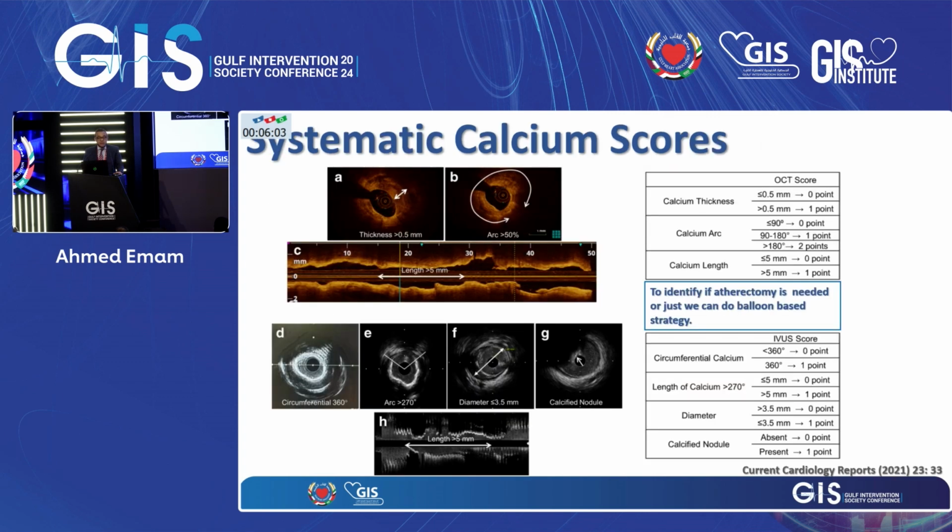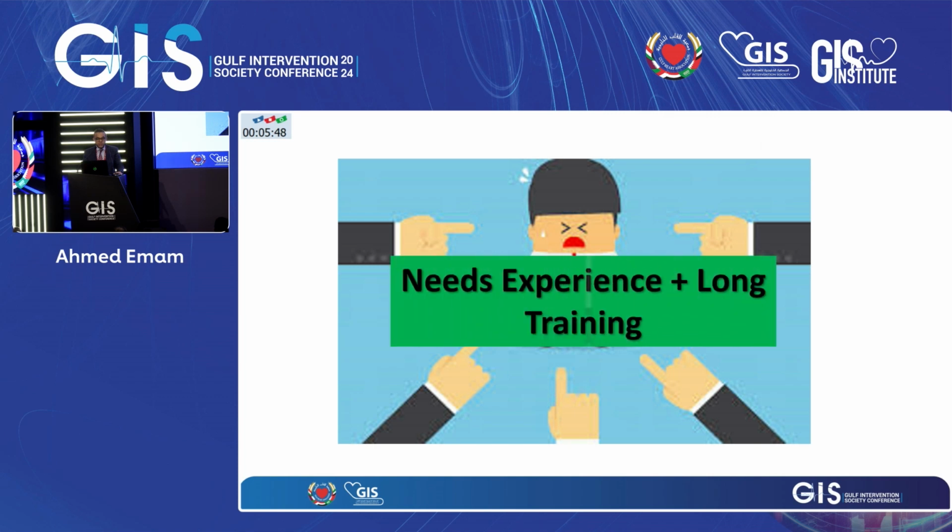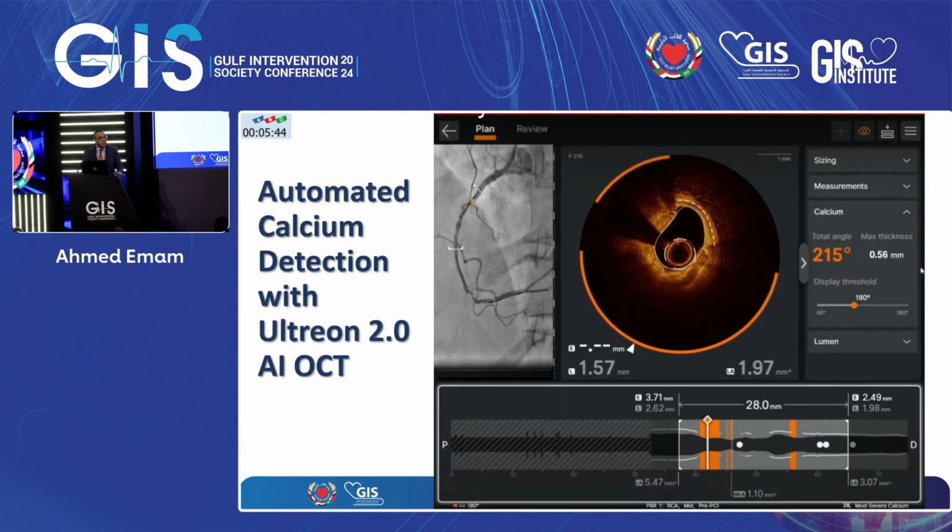There are some systematic calcium scores. We know about the OCT and IVUS. For the OCT, it's called the rule of 5. For the IVUS, it's the same. OCT can detect the calcium thickness, but there is some criticism of these scores because they need some experience and long training. But the work is still going on to make it even simpler.